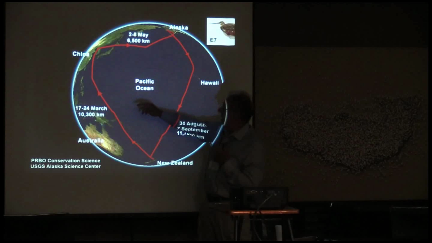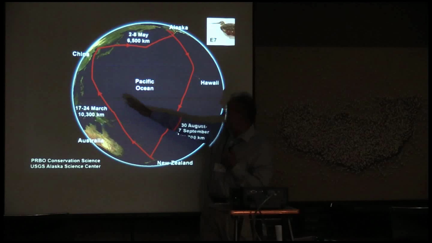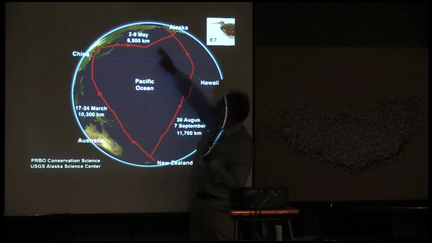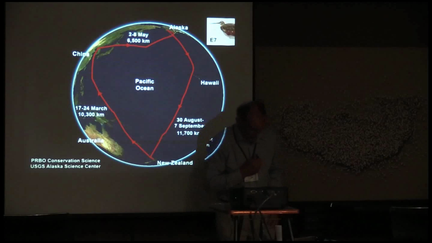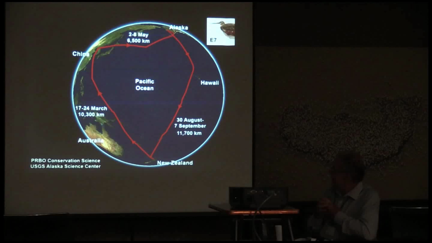She was travelling then at about 38 kilometres an hour, a bit slower than that because the wind was against her. She stayed there for about a month, refattened, and then flew 6,500 kilometres again back to breeding areas in Alaska. And about 70,000 godwits make that journey every autumn. And they're, of course, the longest migrations ever recorded from a land bird.